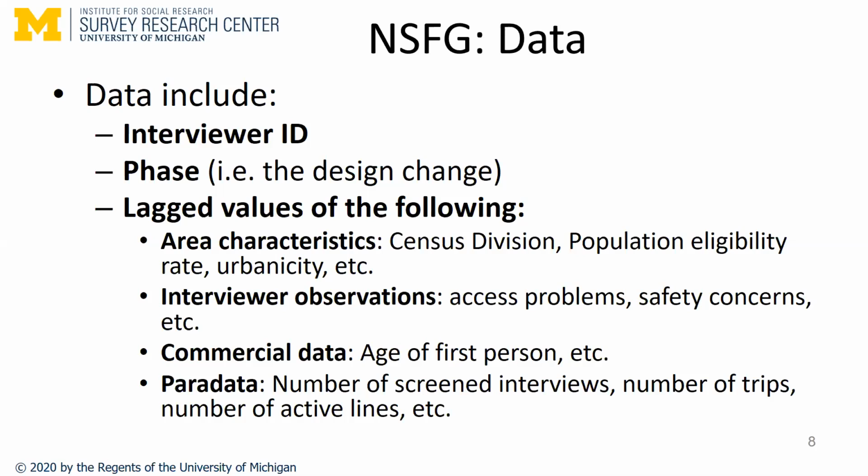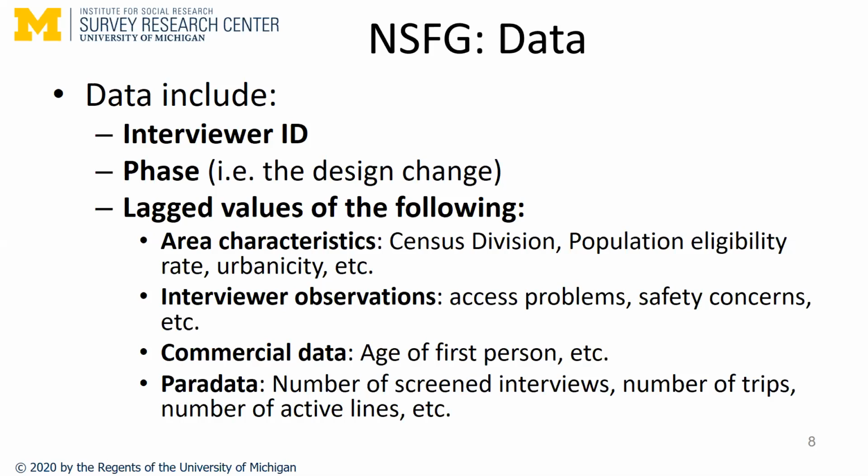Now, the data include a number of different types of data: the interviewer ID, which is important, the phase, all right, so that's the key design change, and then the lagged value of the following kinds of things: area characteristics, so you could think of neighborhood, census division, basically data coming from the sampling frame, that give characteristics of the area. Interviewer observations about the neighborhood, the housing unit, and the sampled person in the case of this survey, and then also commercial data that are merged onto the sample frame. Now, these data aren't available for every case, but where they are, they include things like the age of the first person enlisted in the household and so forth.